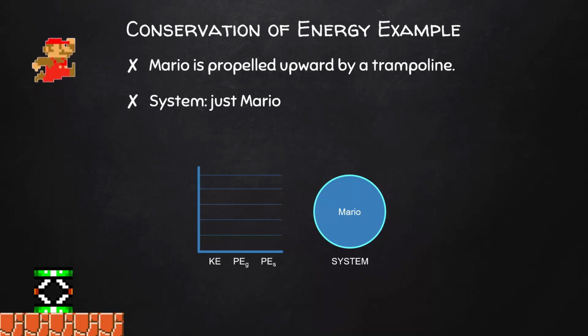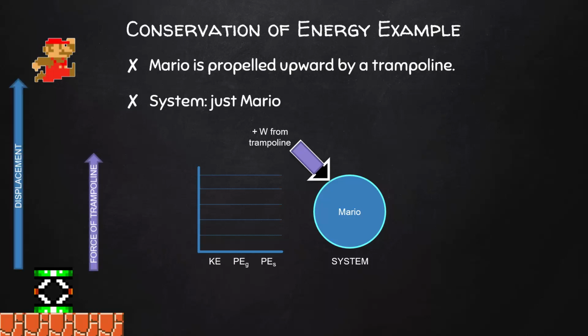When the trampoline releases, it does positive work on the system. We know this work is positive because Mario's displacement is upward, and the force from the trampoline is also upward. As Mario gets to his highest point, there's negative work from gravity. We know this work is negative because, again, this whole time Mario's displacement is upward, but the force of gravity is downward.